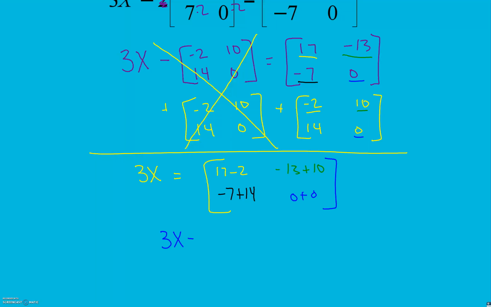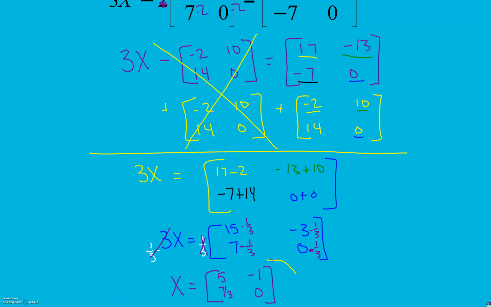Simplify this. 3 times matrix X is going to be 15, negative 3, 7, and 0. Now, 3 times a third is 1. So all I have left is matrix X equals a third of 15 is 5, a third of negative 3 is negative 1. Here I have 7 thirds, and that's fine. I know some of you see fractions and think, wait a second, that can't be right. That's what we should get here. It's okay. So, our matrix X is this right here.